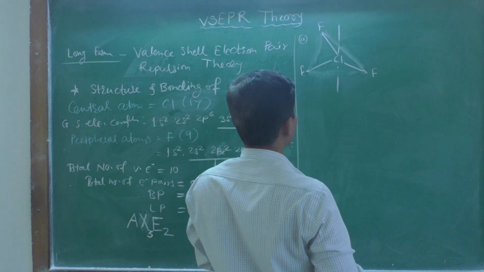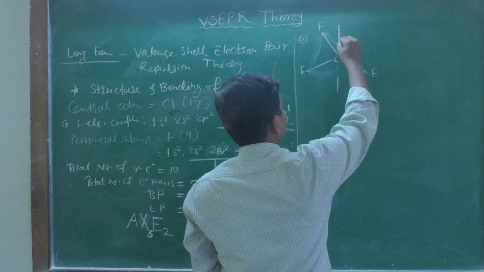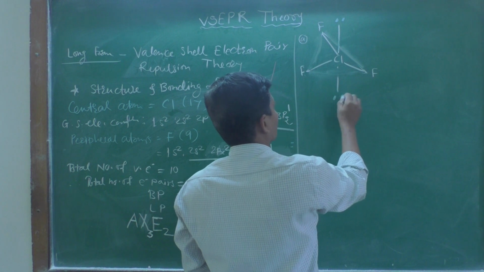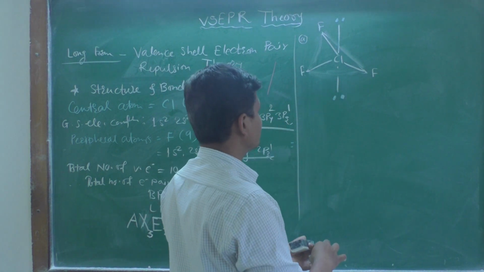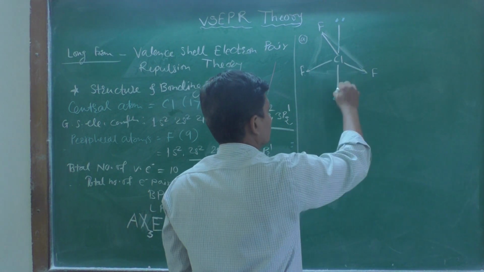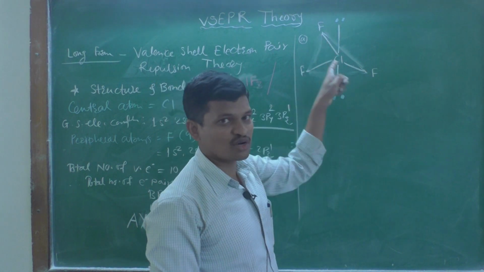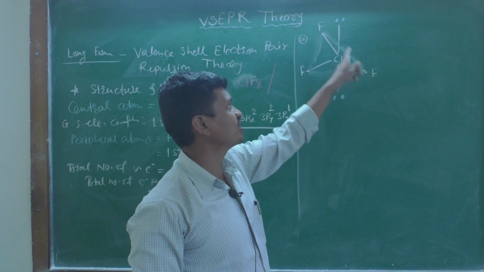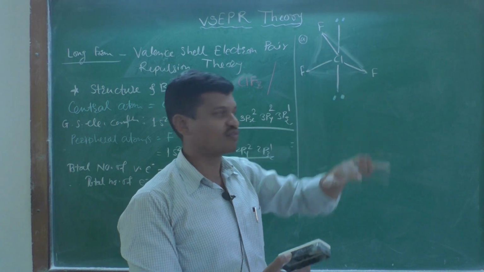So this is what we called one lone pair, this is another lone pair. Okay, so there are two lone pairs. These two lone pairs are occupying the axial positions, and the three bond pairs are occupying the planar triangular face.